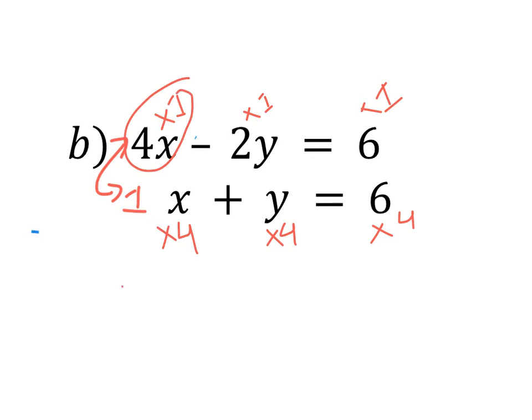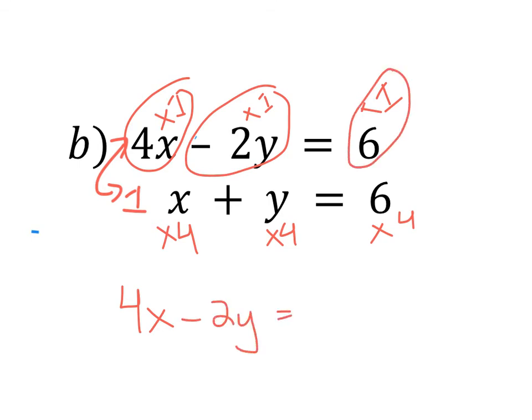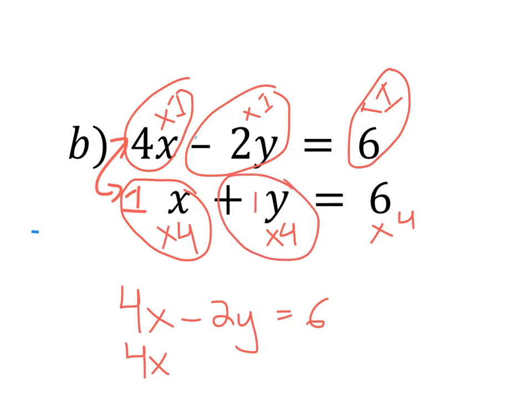4x times 1 is 4x. Negative 2y times 1 is negative 2y. 6 times 1 is 6. So the first equation didn't really change. But now let's see the second equation. 1x times 4 is 4x. 1y times 4 is 4y.